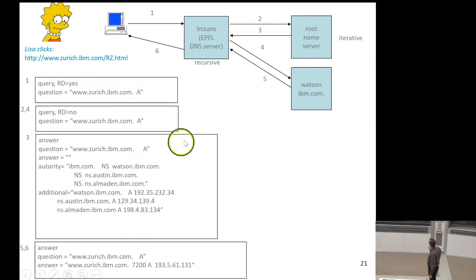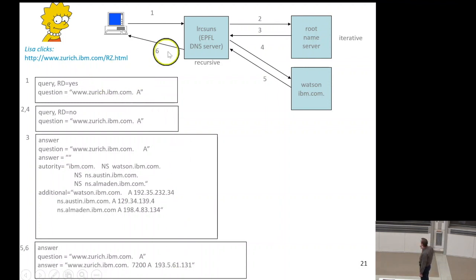And this is the information that's returned to the DNS server of EPFL, which is acting as a proxy for Lisa. Then here, we still don't know the answer, but we know more. We know whom we should ask. In that case, we should ask one of the machines that is returned here. So the question is asked by the DNS server of EPFL to that machine at IBM, which returns an answer, and the answer contains what we want, which is the IP address of the machine, 193.561.131, as well as a time to live in seconds. So here, 2 hours. We'll see what the use of the time to live is.